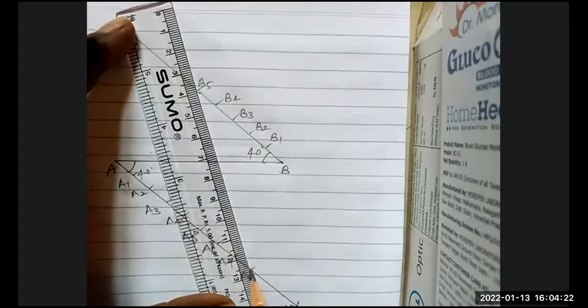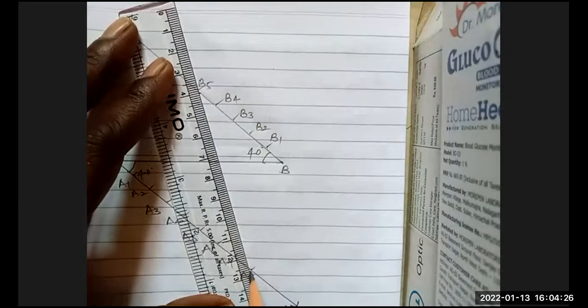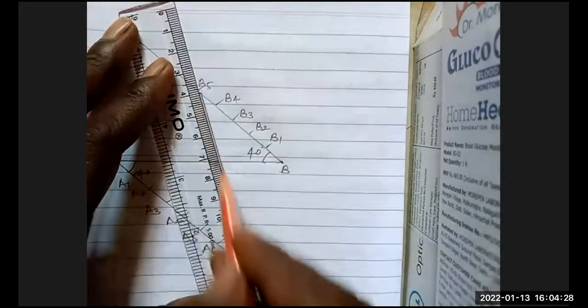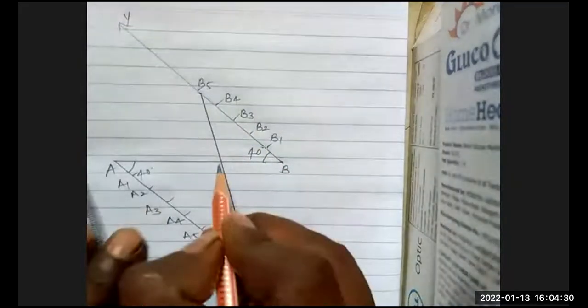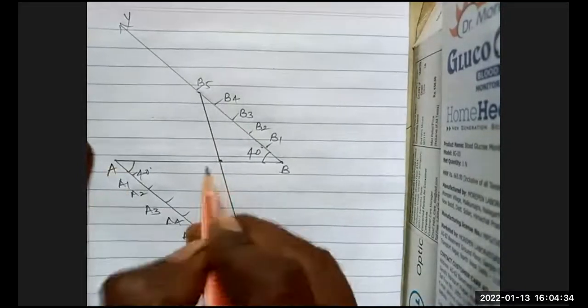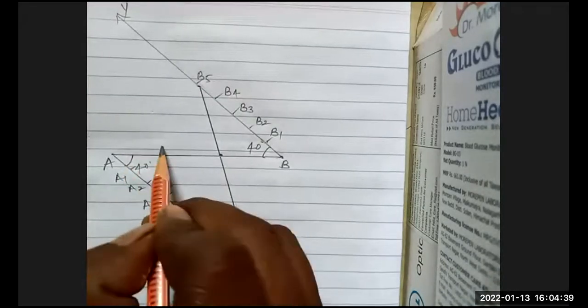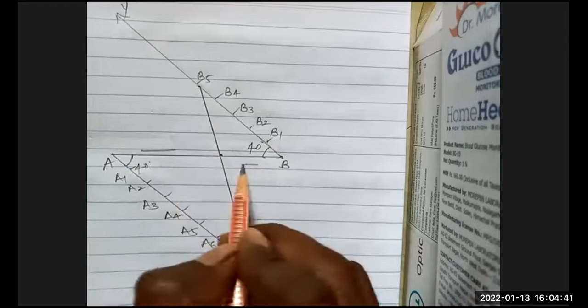Sorry, A8 with B5. When you join these 2 points, this last point and this last point, it is intersecting the given line segment here. And you see here this is of 8 parts and this is of 5 parts.